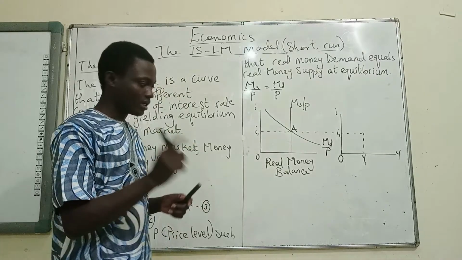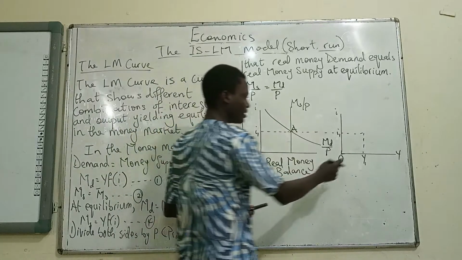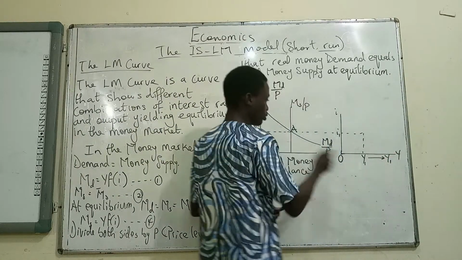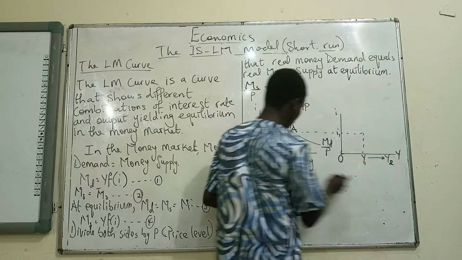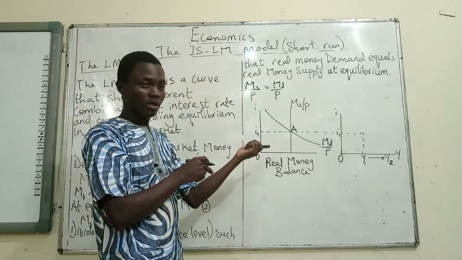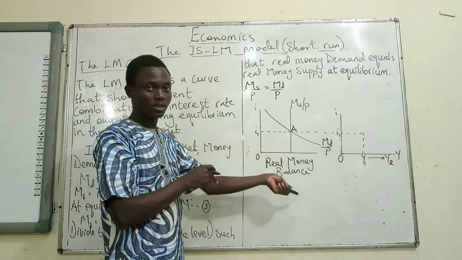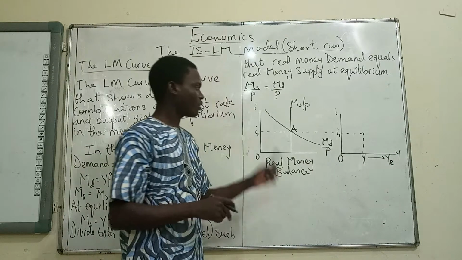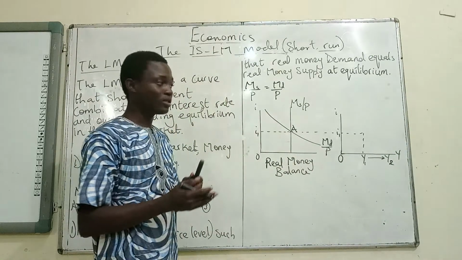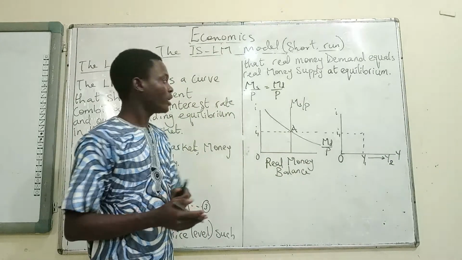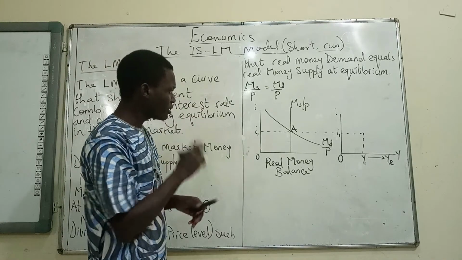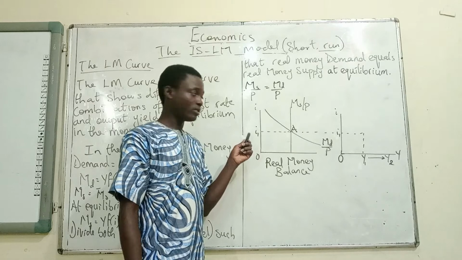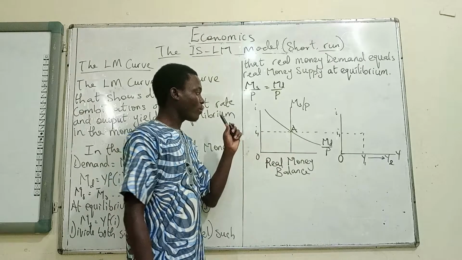So when Y increases from Y1 to Y2, now look at it, you don't have Y on this graph, we have money balance here, not output. So when Y1 increases to Y2, what effect does it have? From what I've explained, it's going to increase money demand. Now notice something: it wasn't the interest rate that changed. It was Y that changed. So there is an increase in money demand.